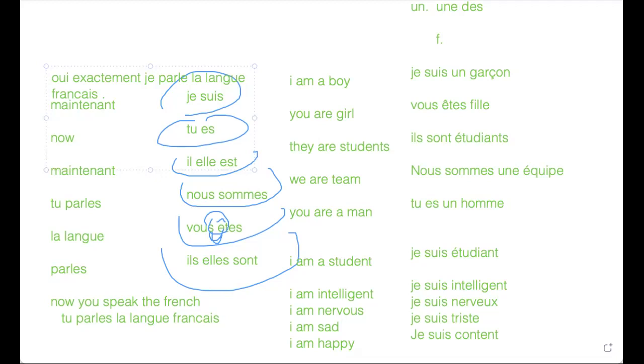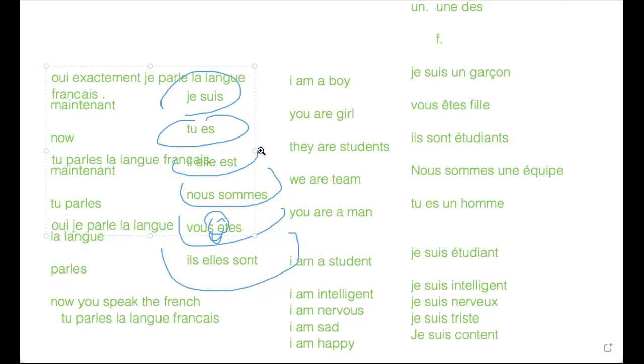If I say, tu parles la langue française, I'm asking you, tu parles? See, this is a question. Tu parles la langue française? What will you say? Oui. Oui, je parle la langue. Répétez après moi. Tu parles la langue française? You speak the language French. Is it clear to you?